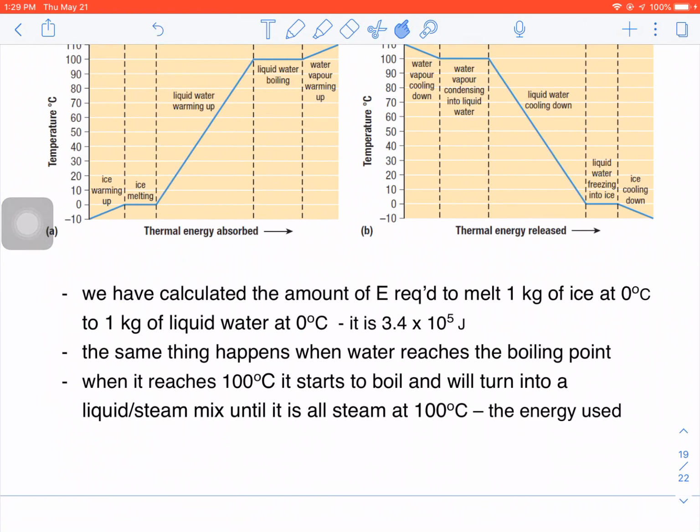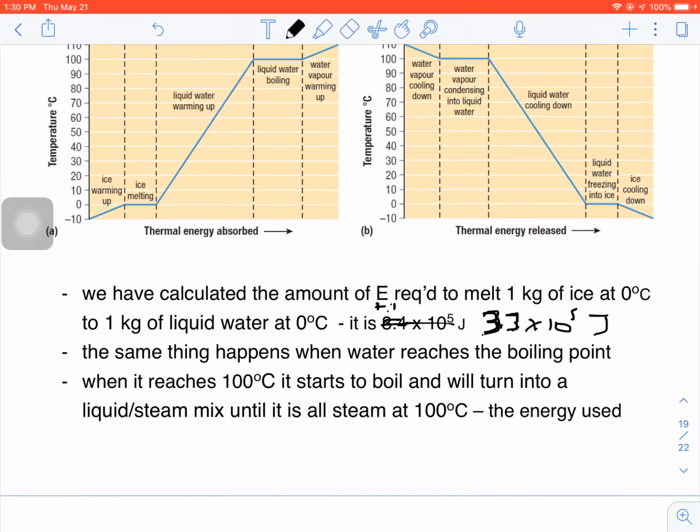So what we now need to do is look at how much energy was required to melt 1 kilogram of ice. Our textbook uses 3.3 times 10 to the 5 joules. I won't mark it wrong if you use 3.4. And that's for 1 kilogram. In other words, 3.3 times 10 to the 5 joules per kilogram that melts.